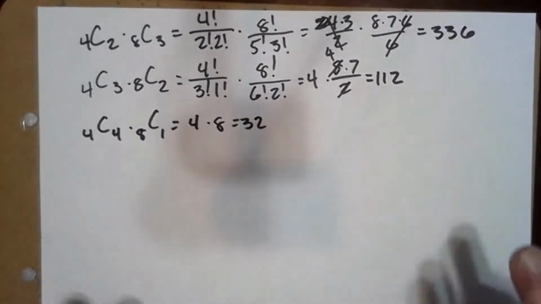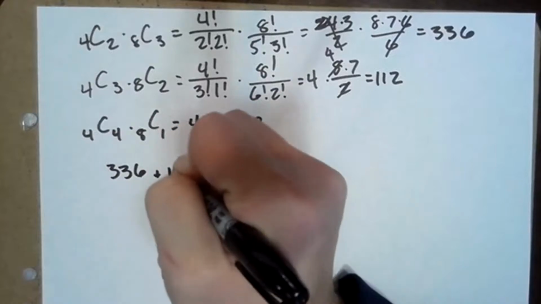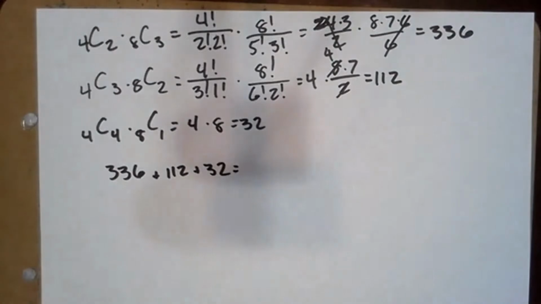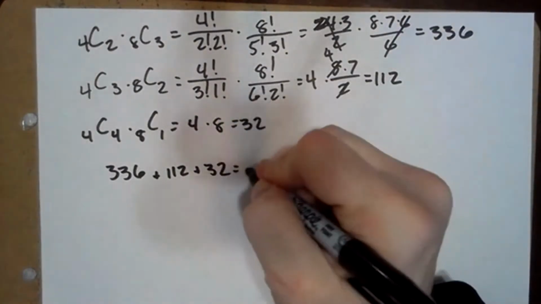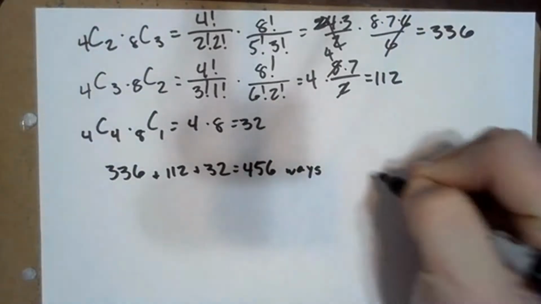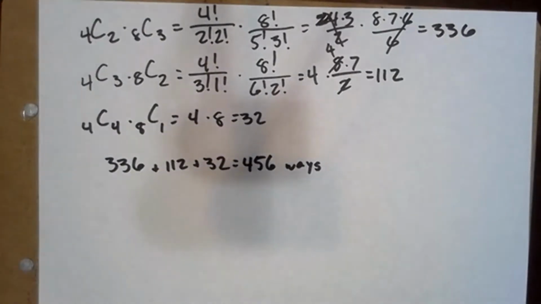Slipped up a bit. Okay, so then we take those 3 numbers, 336 plus 112 plus 32, and we have a total of 456 ways to choose a schedule with at least 2 math classes. Sorry about the confusion in that one. Moving on.